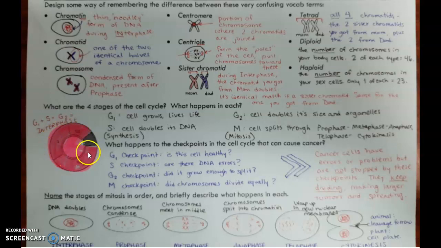That's when it goes through prophase, metaphase, anaphase, telophase, and cytokinesis to actually split that cell. If you add up the first 3 phases, G1, S, and G2, all 3 of those added together make up interphase. So when we say that interphase is where cells spend most of their life, that's because they're doing all 3 of these during interphase.